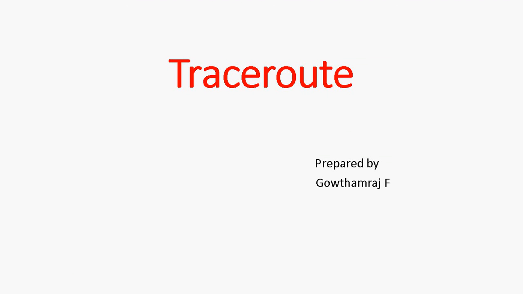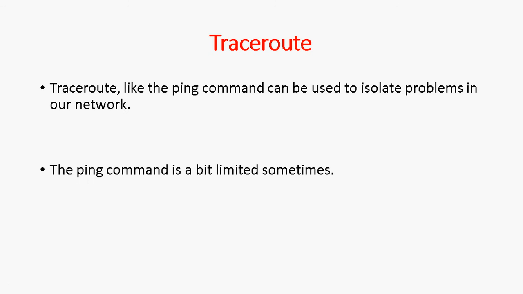In this video tutorial, I am going to discuss the traceroute concept. Let's see. Traceroute is one kind of troubleshooting method. We can use it to figure out issues in our network. Like the ping command, which we use to check issues in our network, normally to check whether a particular device is reachable or not. Traceroute is also one kind of troubleshooting method. The ping command is a bit limited sometimes.